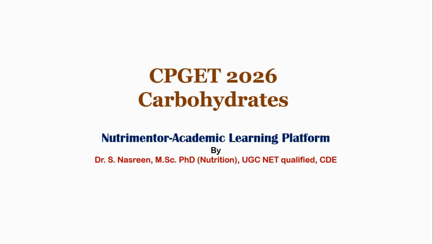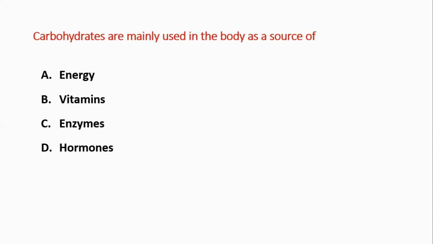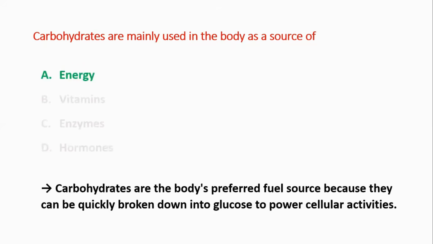In the previous session, we covered minerals, and in this session, we will focus on important questions from carbohydrates. So let us have a look towards the first question. Carbohydrates are mainly used in the body as a source of: energy, vitamins, enzymes, or hormones? And the right answer is energy. Carbohydrates are the primary source of energy for the body, providing around 4 kilocalories per gram.